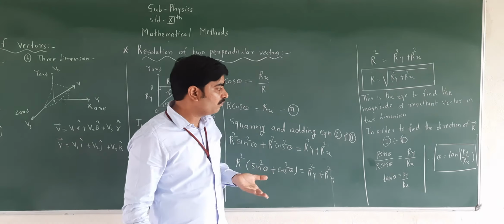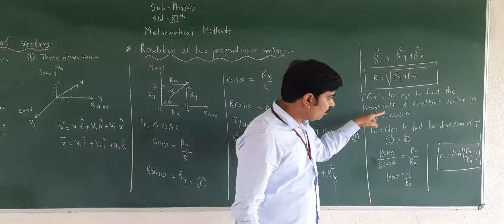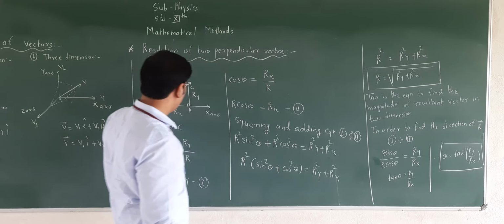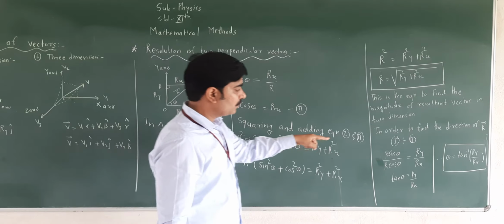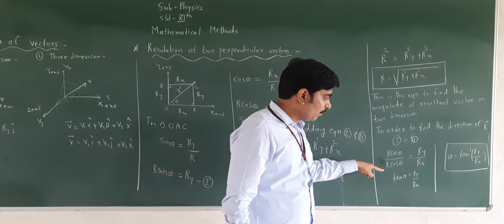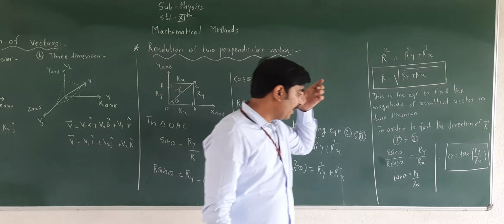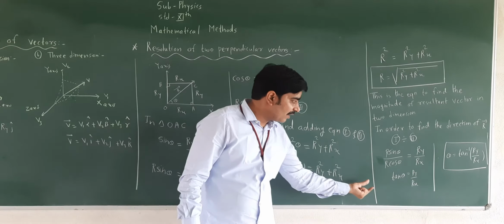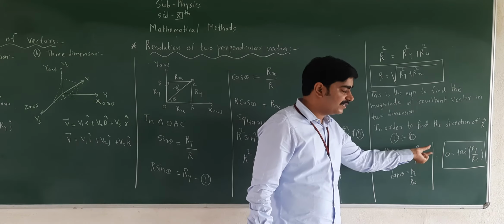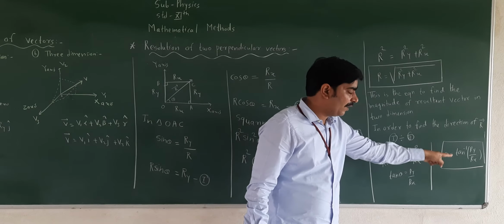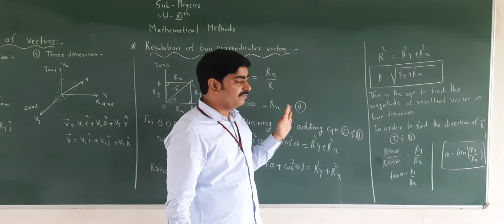Next, in order to find the direction of vector R, we should divide equation 1 by 2. So R sin theta upon R cos theta is equal to Ry upon Rx. So tan theta is equal to Ry upon Rx. Therefore theta is equal to tan inverse Ry upon Rx. So this is the final equation.